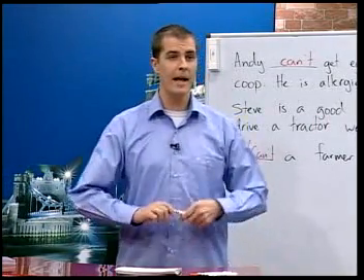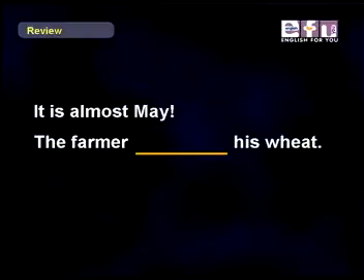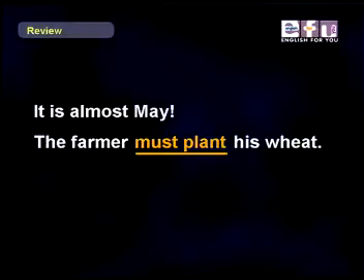Okay, it's time to do an exercise using have to or must. So, fill in the blanks with the appropriate verb of have to or must. Monica, you can go first. Okay. It is almost May, the farmer something his wheat. It's almost May. The farmer must plant his wheat. Good. Must plant. It's almost May. The farmer must plant his wheat.